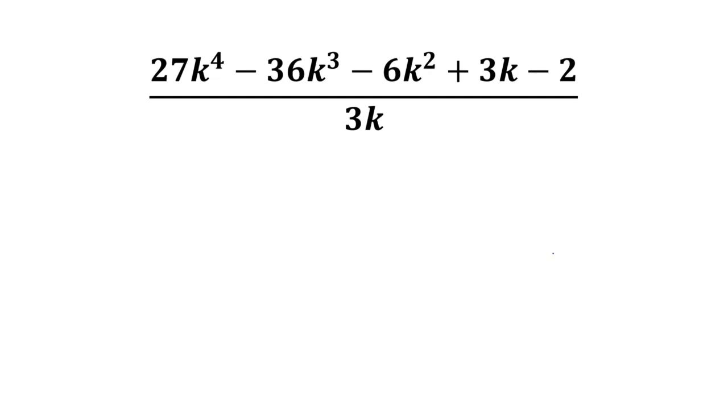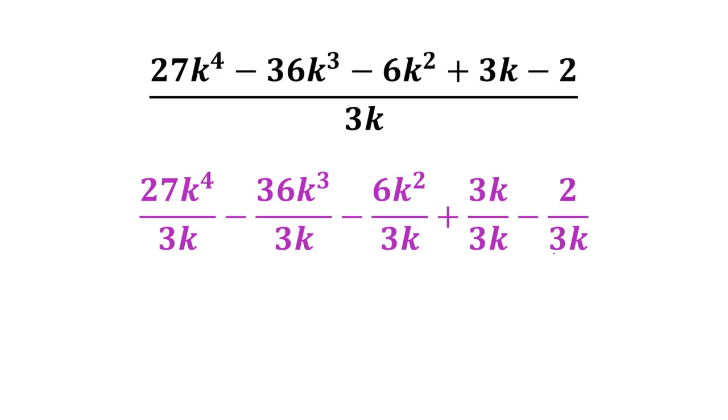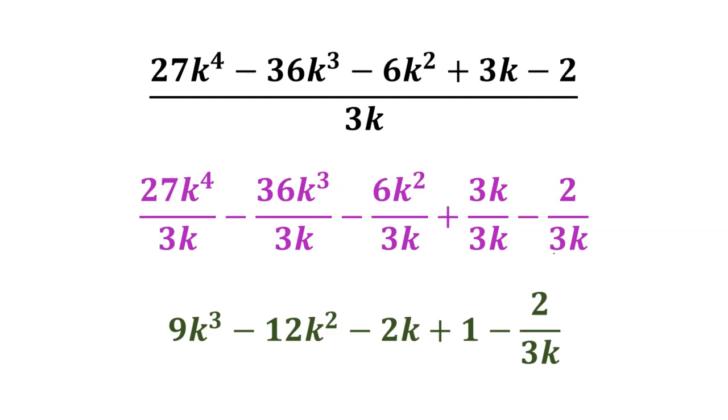Let's try one more example. Here I have 1, 2, 3, 4, 5 terms over the 3k. I'm going to distribute my 3k to all the 5 terms on my top. Here I would not change my sign because my denominator is positive. So here we go. Now let's see how we get the answer.